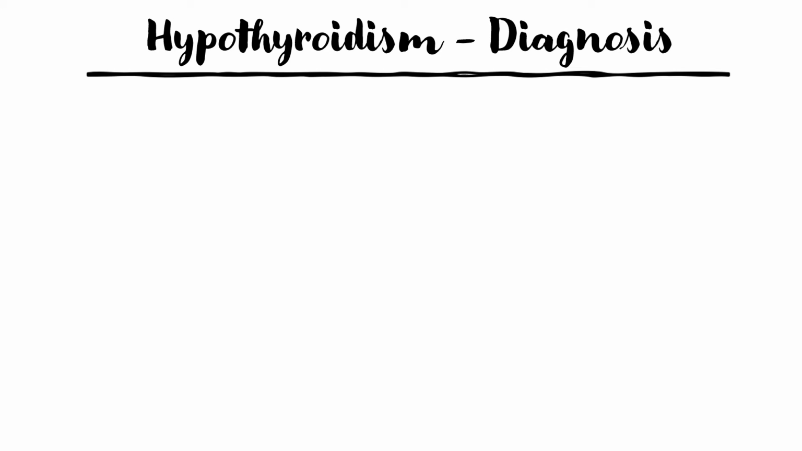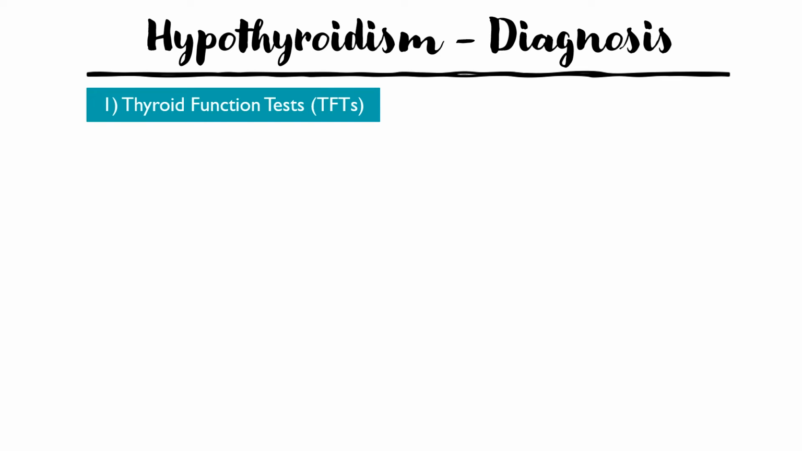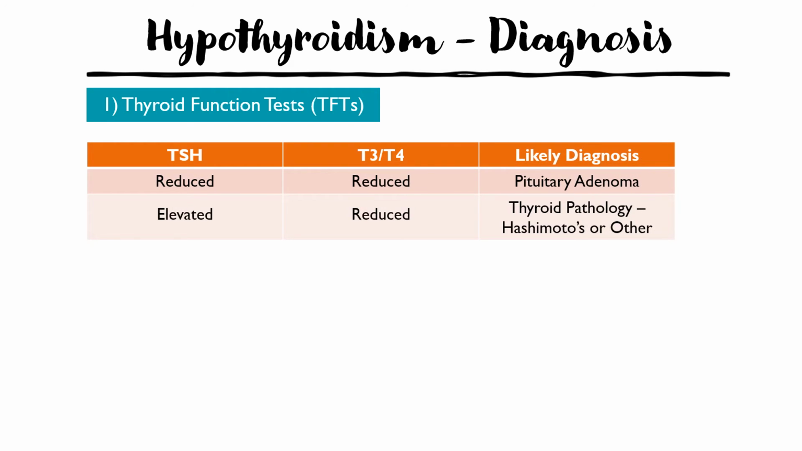In terms of diagnosis, there are some key investigations you can carry out to confirm hypothyroidism. For example, you can conduct thyroid function tests. The way these work is that you measure the levels of TSH and T3 or T4 to work out the most likely diagnosis. And as you can see from the table, if your TSH is reduced and your T3 and T4 are reduced, then it suggests that there's a problem further up the axis. For example, a pituitary problem or a hypothalamus problem.